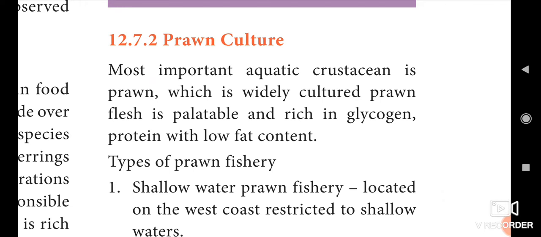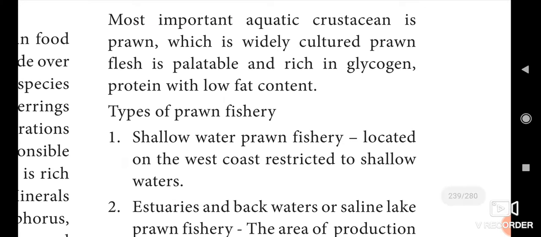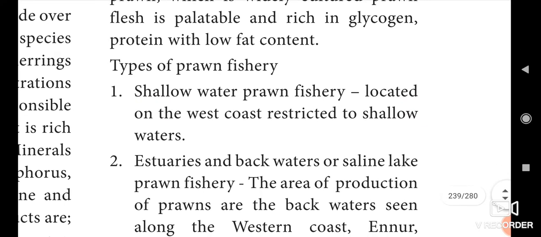Most important aquatic crustacean is prawn, which is widely cultured. Prawn flesh is palatable and rich in glycogen and protein with low fat content. Okay, the prawn is very much rich in glycogen and protein. It contains low fat content. Okay, then the types of prawn fishery.